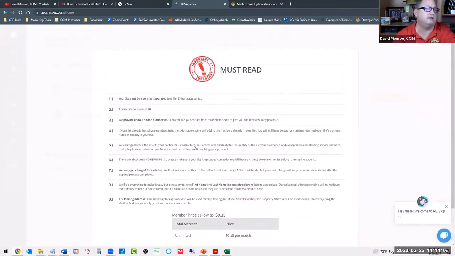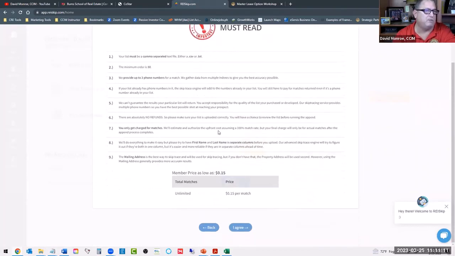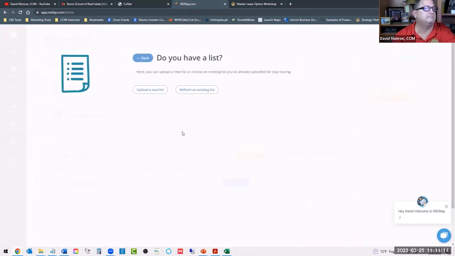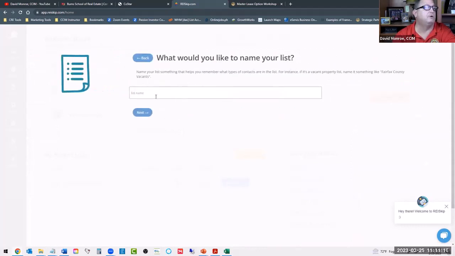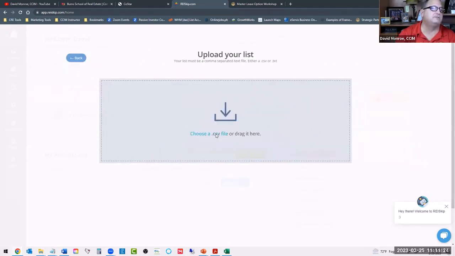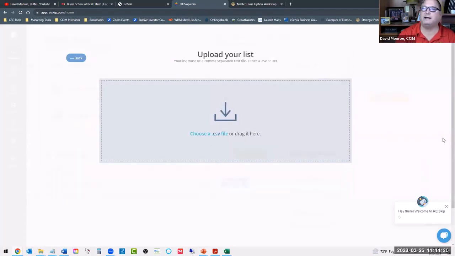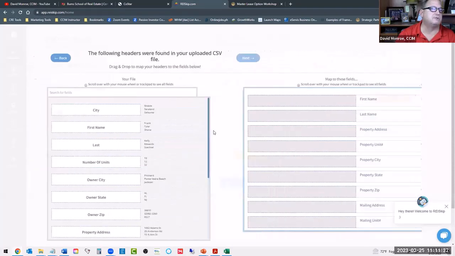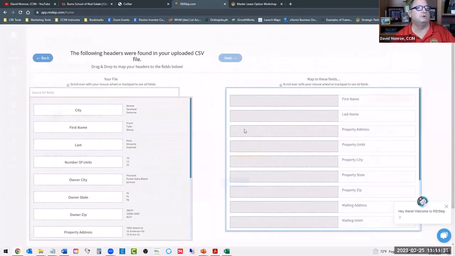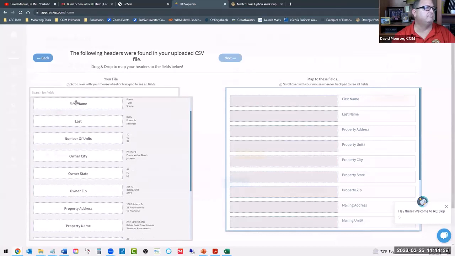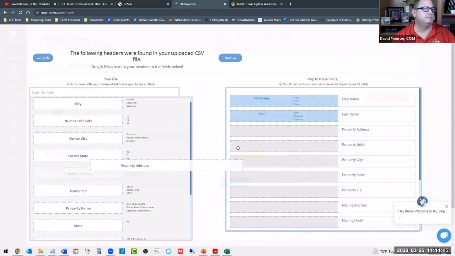I've heard there are software out there that'll do 8 cents, 10 cents. Find one that works for you. This one was really easy to use. Upload new list, give it a name. I'm just going to put test here. And then you upload that CSV file. Actually, let's cancel that and just drag that list here. If I drag it right there, now I can map. So I've got first name, I find first name and put it in first name. Last name, property address, property city.